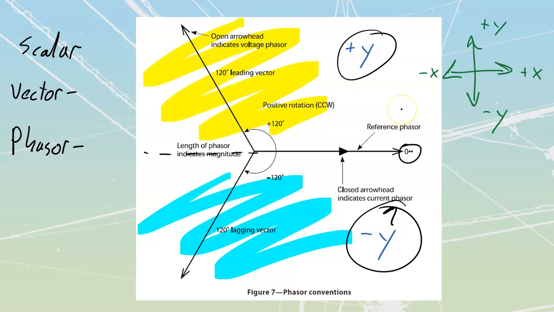First of all, we're going to start with a reference. If we don't have a reference in whatever we're drawing, it's going to be impossible to keep up with what we need to do. So we're going to start with the reference. The reference is always going to be drawn at the horizontal along the 0 degrees.